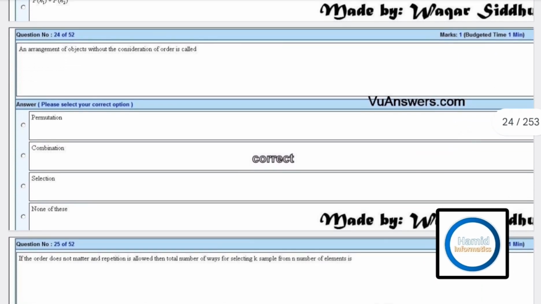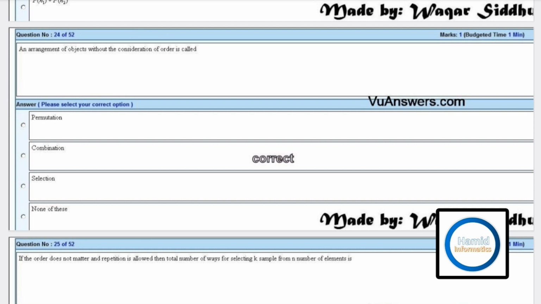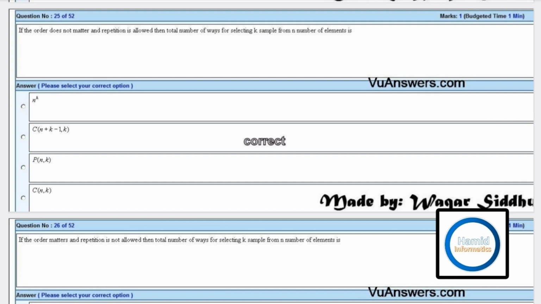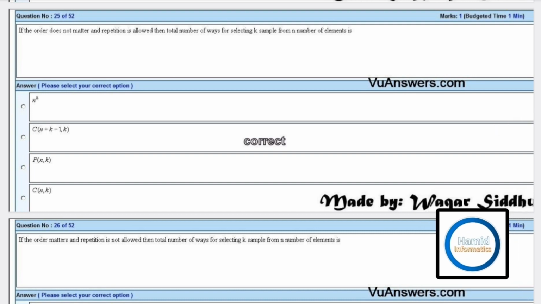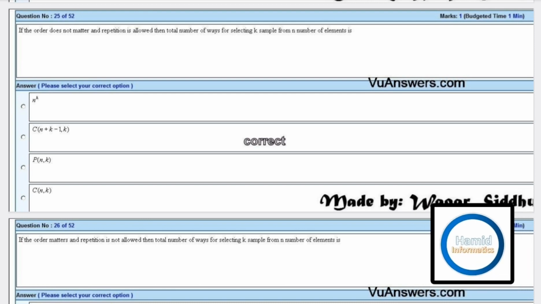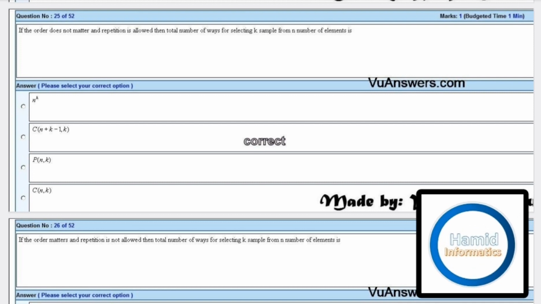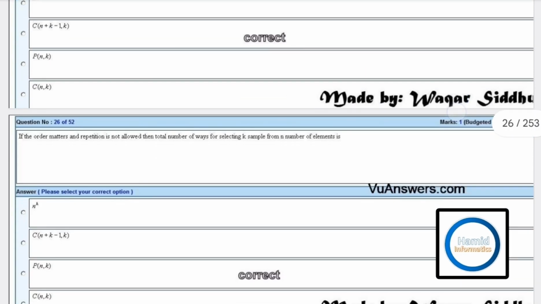Next one is an arrangement of objects without the consideration of order is called, and the answer is combination. Next question is if the order does not matter and repetition is allowed, then total number of ways for selecting k samples from n number of elements is C(n plus k minus 1, k).